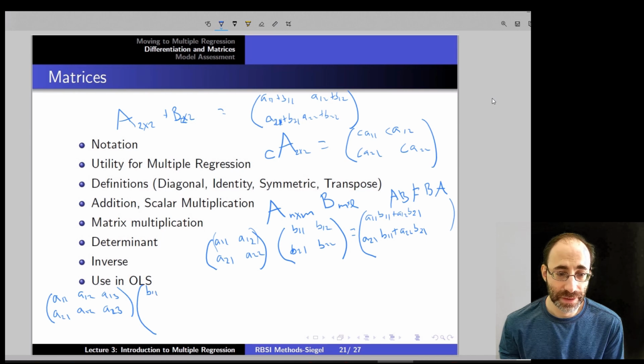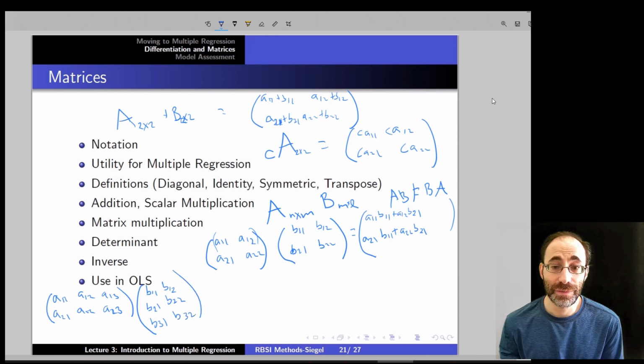So now I have three columns of this one, but only two rows. No, sorry, I need three rows of this. I apologize. Let me fix this. Okay, so now I need three rows of this one. I keep saying columns. I apologize. So I need the same number of rows of the second one as I need columns of the first one. I have three columns of the first one, so I need three rows of the second one. There we go.